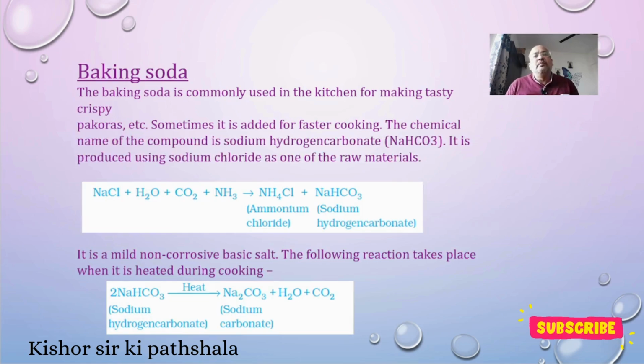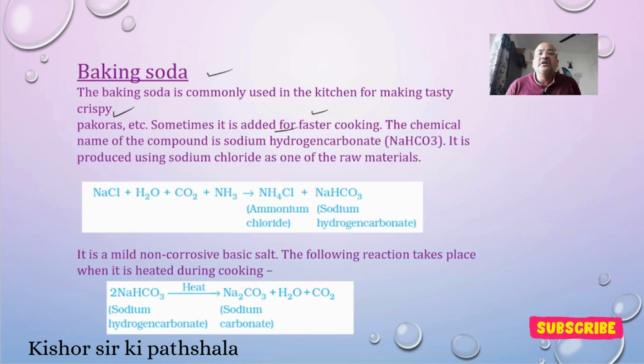Now let's come to baking soda. Baking soda is a very important ingredient in our kitchen, right? Why? Because you make a lot of crispy pakoras and dhoklas by using baking soda. Sometimes it is also used for faster cooking. The chemical name of baking soda is what?